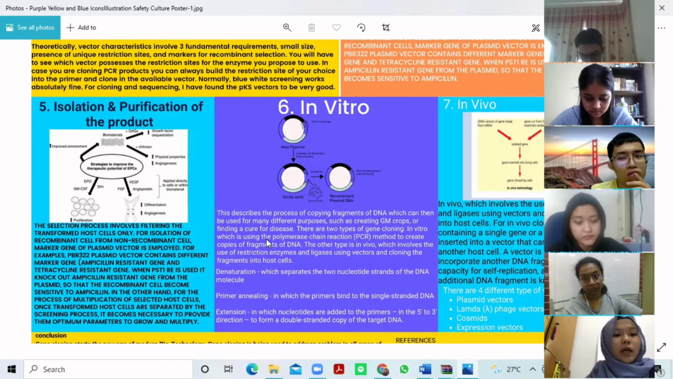This means that we will isolate the cloned gene from the chemical substances that were used for it to grow and multiply. So at the end, we will get the gene clone that we want.